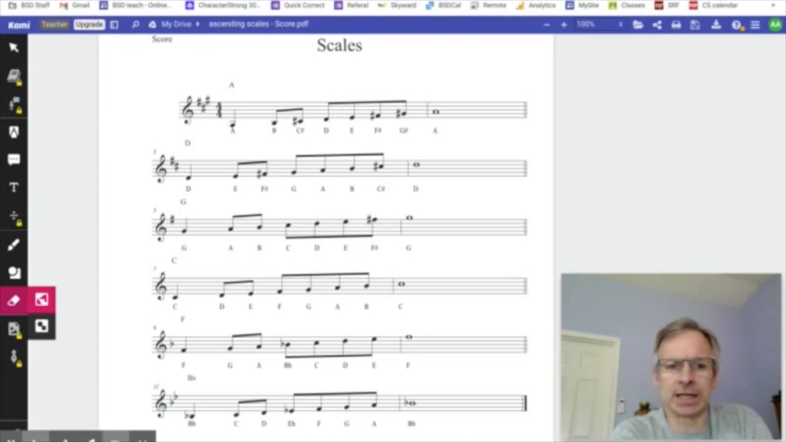If I look at my D scale, I see it's D, E, F sharp, G, A, B, C sharp, D. I see it has 2 sharp signs in it. If I look through my G scale, I see that it's got 1 sharp sign in it. If I look through my C scale, I see that there are no flats or no sharps in any of the notes that I play. If I look at my F scale, I see there's exactly 1 flat sign in it.